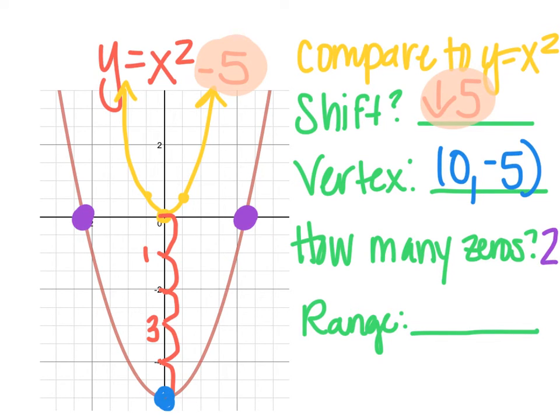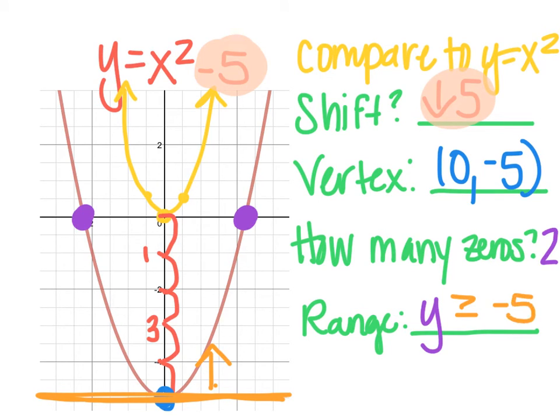And then it asks us for our range. Well, our range is going to have to do with our y's, and we've got to either find the highest point or the lowest point on our graph. In this case, we're looking for the lowest point because that's what it has, and my graph is above that point, so it's going to be y's that are greater than or equal to -5.